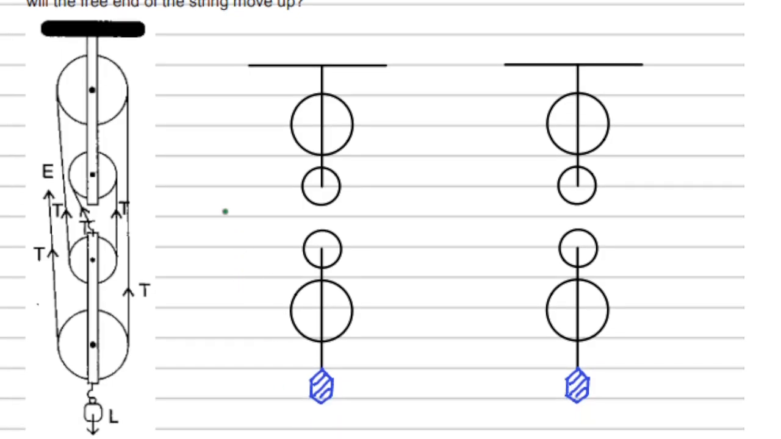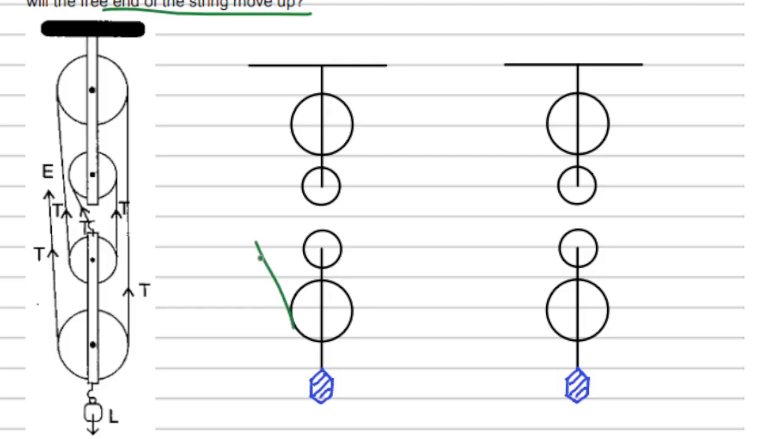Okay. So I have to pull the string upwards. So the free end of the string moves up. So that is the main point here. I will also show when we have to pull it down, what is the difference in both of them. So let's say I have to pull it like this.